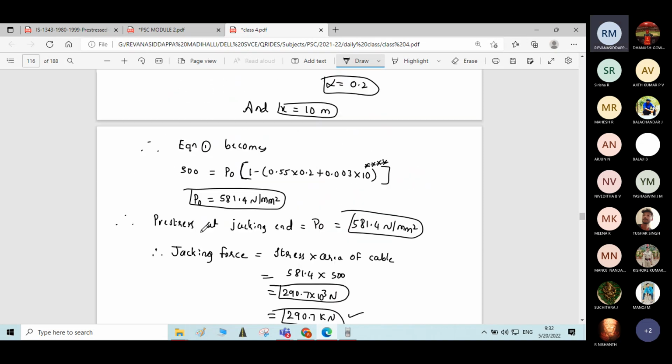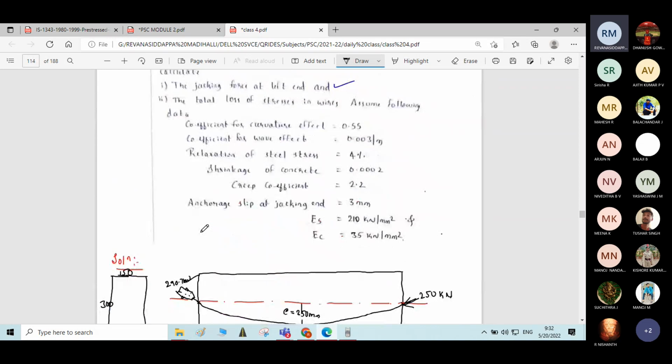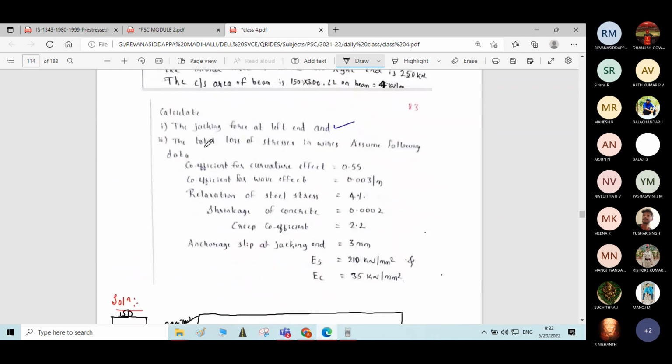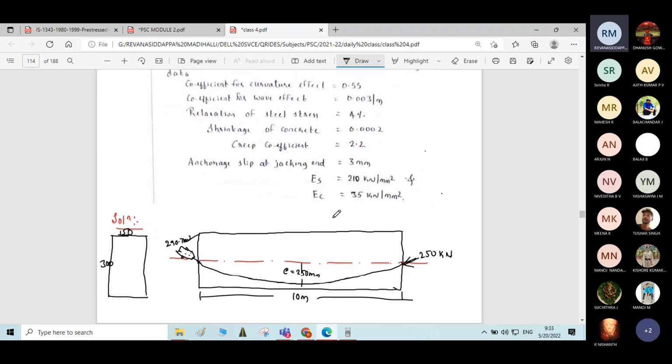Okay, now moving on to the next question. The total loss of stresses in wires assuming the following data. It is also asked to find the total losses of stresses. Then there will be loss due to shrinkage, there will be loss due to creep, correct? There will be loss due to relaxation of stress in steel, there will be loss due to anchorage slip. All the losses we have to calculate, and total loss we can get by adding all the losses.